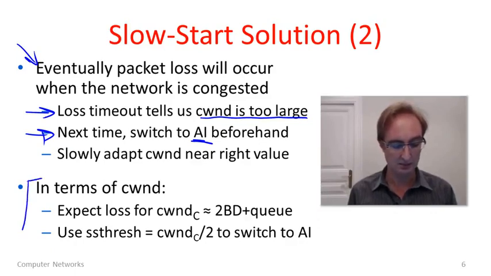Now, in terms of how TCP adapts the congestion window, it works something like this. You expect a loss when the congestion window is about twice the bandwidth delay product, because that's how much information can fit in the network. Plus there's a queue size. We could also store some packets in the queue. So we will create this new variable, SS_thresh, slow start threshold, and we'll set that to be half of the size of the congestion window when you detect loss. Because when you detected loss, we'd already gone too far. By setting it to half, we're sort of being a little more conservative.